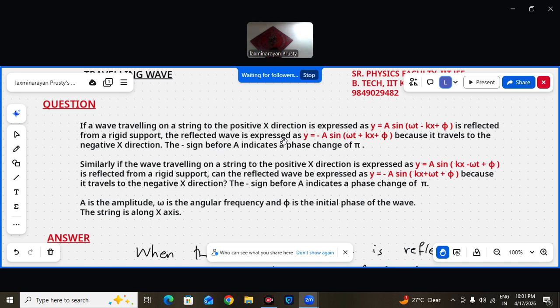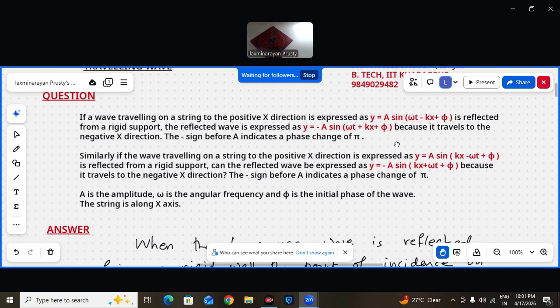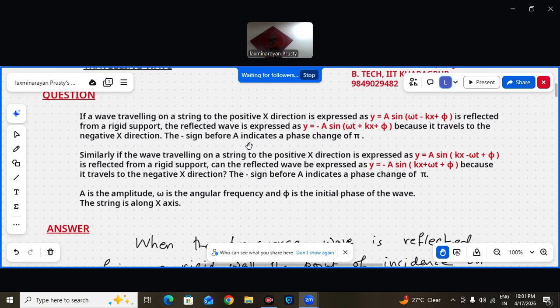Then the reflected wave, as all of you know, will travel towards the negative x direction, so this minus kx becomes plus kx. And there will be a 180-degree phase change, so a minus sign I have introduced here. y is equal to minus a sine omega t plus kx plus phi. This negative sign before a indicates the phase change of pi.